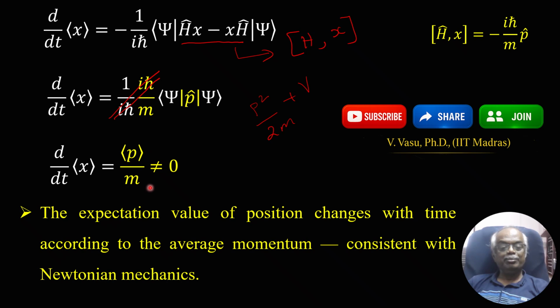That is a misconception everyone has about the time derivative of the expectation value of x. The expectation value of position changes with time according to the average momentum. This average momentum is consistent with Newtonian mechanics.